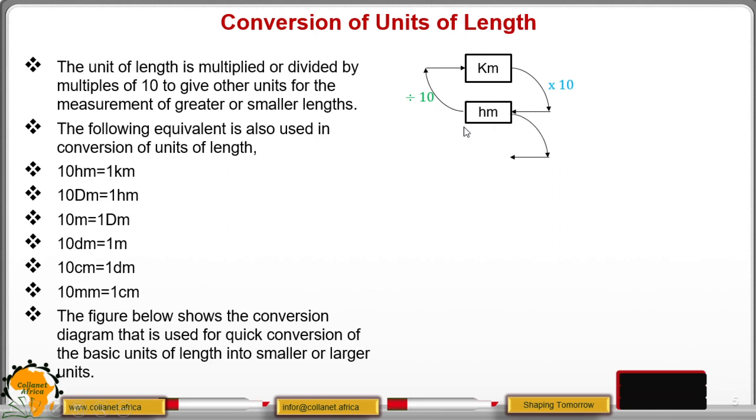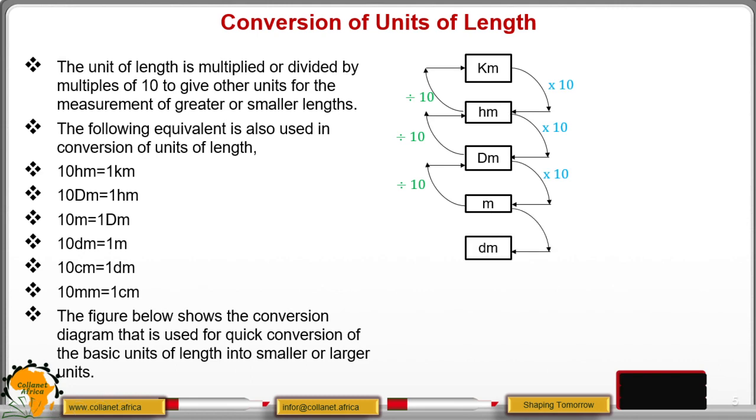Then from hectometer to decameter, you multiply by 10. And from decameter to hectometer, you divide by 10. From there, we are moving to meter. That is, from decameter to meter, you multiply by 10. And from meter to decameter, you divide by 10.